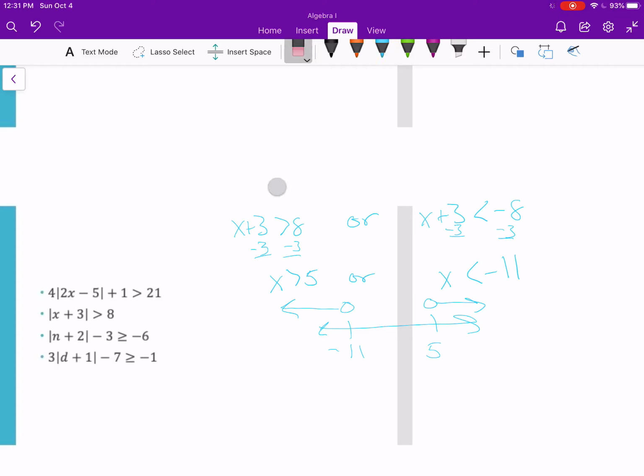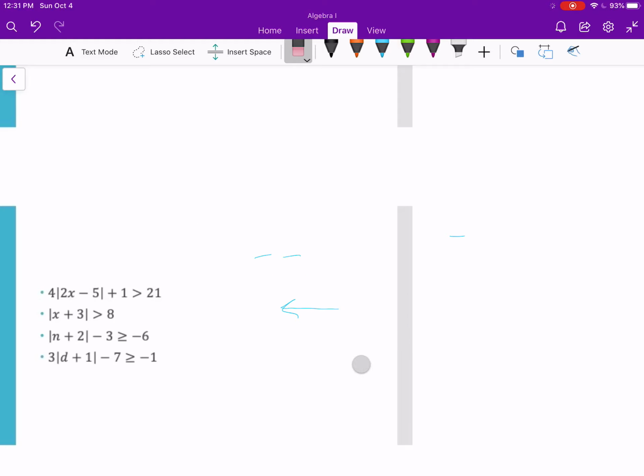All right, let's try another one. So we have the absolute value of n plus 2 minus 3 is greater than or equal to negative 6. Have to get the absolute value by itself, so we're going to add 3 to both sides. So the absolute value of n plus 2 has to be greater than or equal to negative 3. Notice that if it were an equation, if we had an equal sign, we would just give up right now because we can't have a negative. With an inequality, it's not necessarily going to be that way.